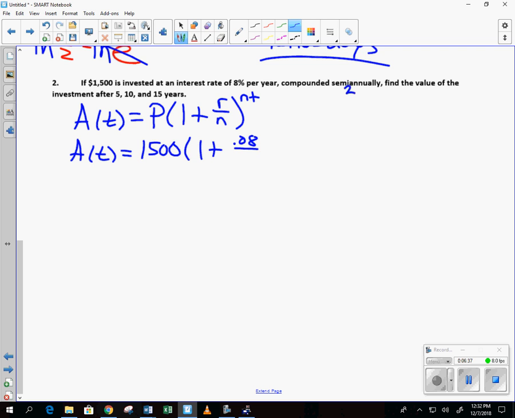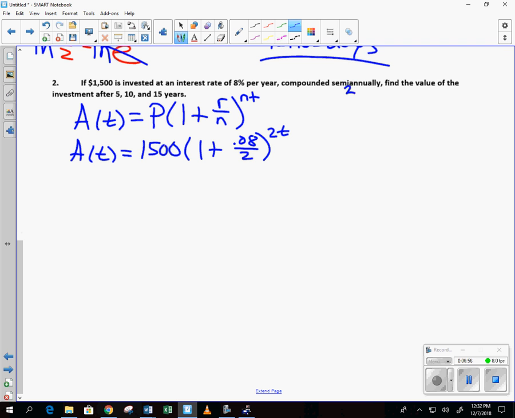8%, 0.08 divided by how many? What is the number of times it's compounded during the course of the year? Twice, raised to the n, which is 2t. So what you're going to have to do is plug in 5 for t, 10 for t, and 15 for t.